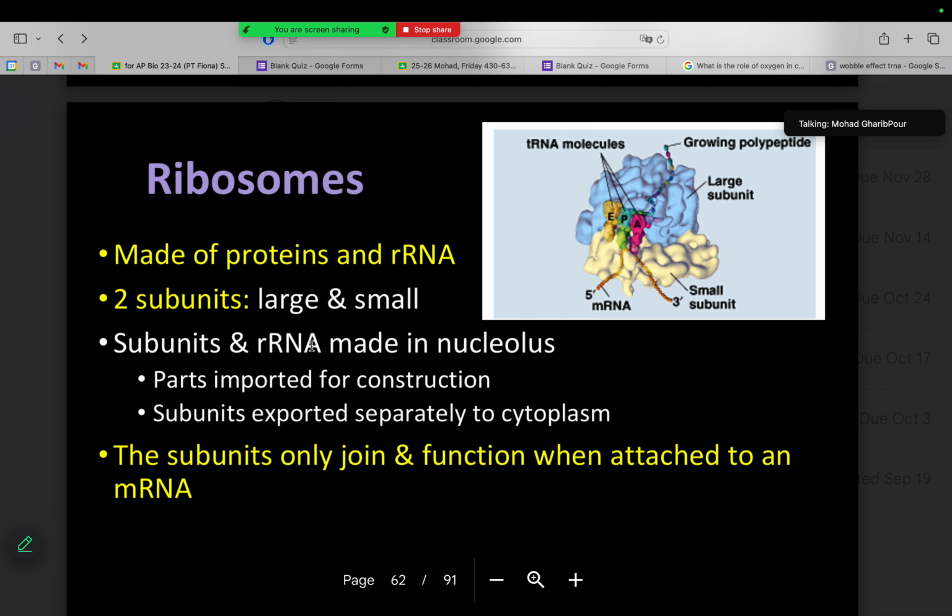Subunits and ribosomal RNA are made in the nucleolus. So inside the nucleus, there is a specific area called the nucleolus, and that's where the subunits and the RNA are made. And then the subunits are kicked out into the cytoplasm separately. So you won't see both of them attached, walking away, going into the cytoplasm. The subunits only join in function when attached to mRNA. So you'll see them floating around.